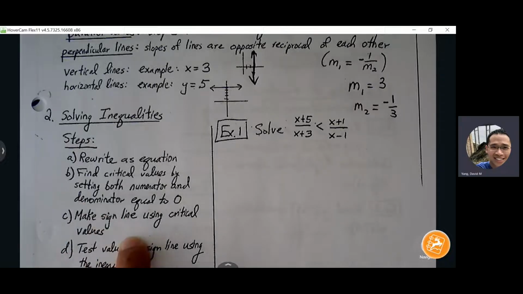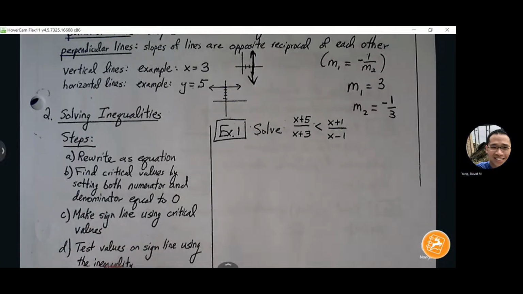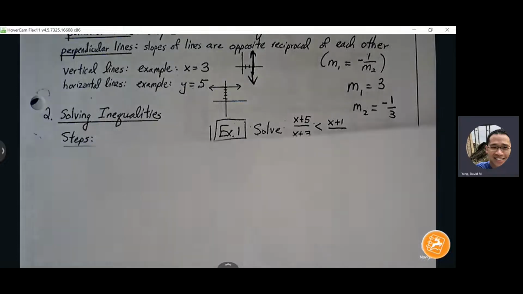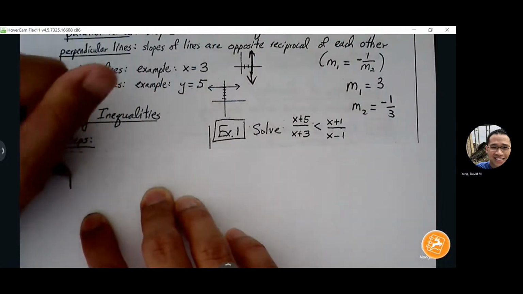And then we'll make a sign line, test the critical points, and then we can test the values on the sign line using the inequality and find the interval for our solution. Okay. This is a little bit long here, so I'm going to put this on a separate sheet. So example 1.